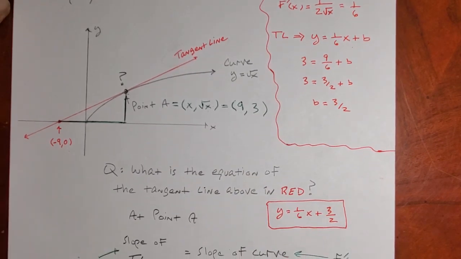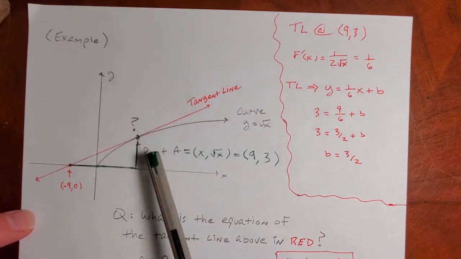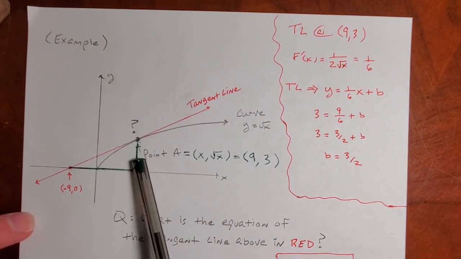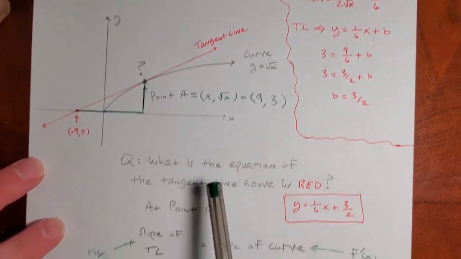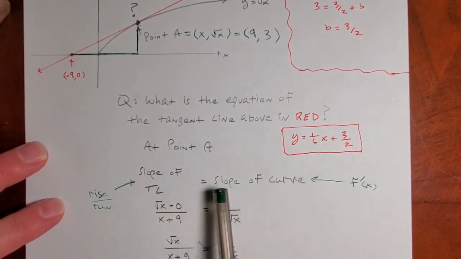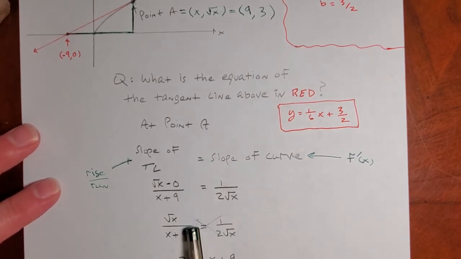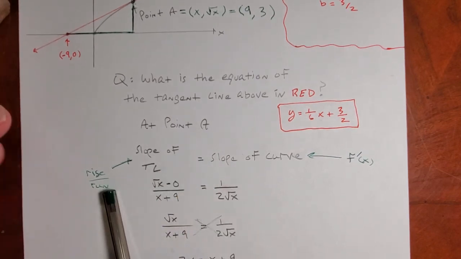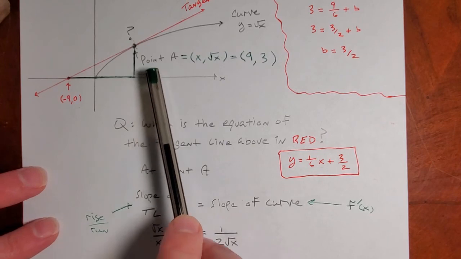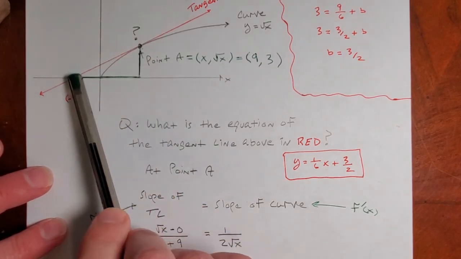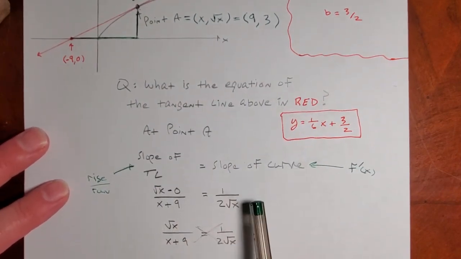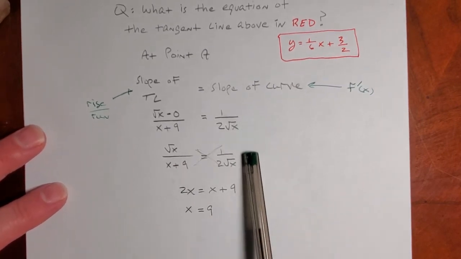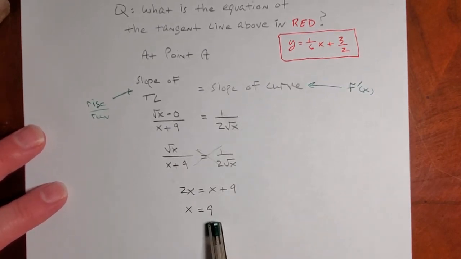Now, quick breakdown. First, I had to figure out where this point is. And I used the fact that the slope of the curve and the slope of that tangent line are equal at that point. Slope of the tangent line found by rise over run, given that I'm dealing with those 2 points. Slope of the curve is the derivative. Pretty easy equation to solve by cross multiplying.